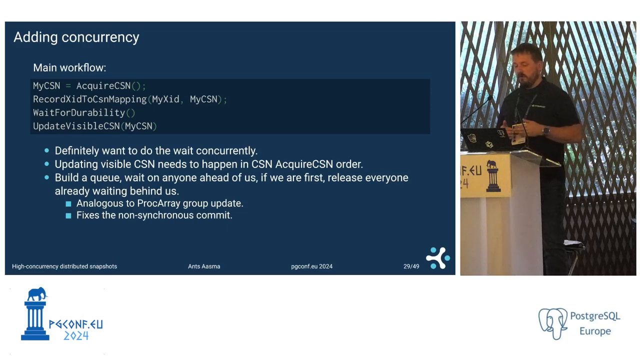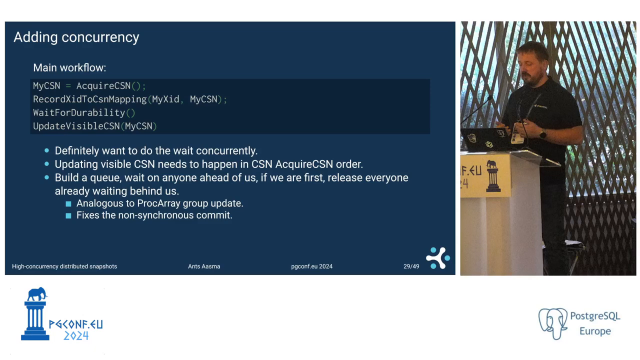And if you do this, after we wait for this transaction log to hit disk and other replicas, we have to coordinate between the different waiters so that we update the latest visible CSN in the correct order. That means we have to build a queue, and everybody trying to commit a lower CSN value will wait until everybody behind us is done committing. We can do this the same way we do the proc array group update. This would be a fix for the non-synchronous commit, because it will not become visible even after our backend goes away.